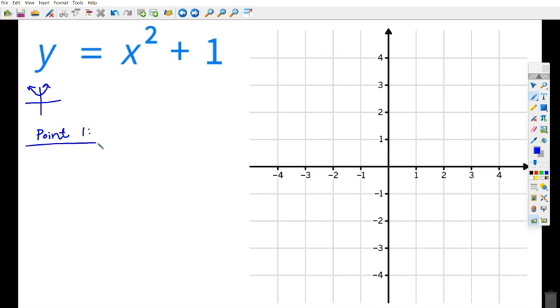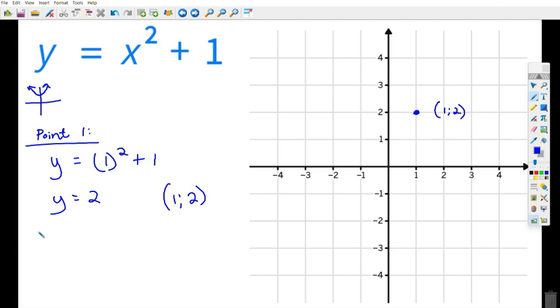So x is 1. I'm going to substitute 1 in because it's nice and easy. Y is equal to 1 squared plus 1, which is 2. So let's go plot that. We've got 1 for x and 2 for y. We'll go 1 and 2. And let's label that 1 and 2.